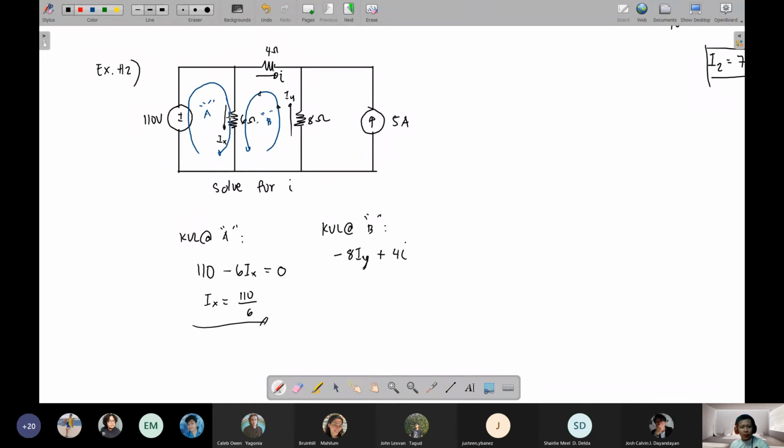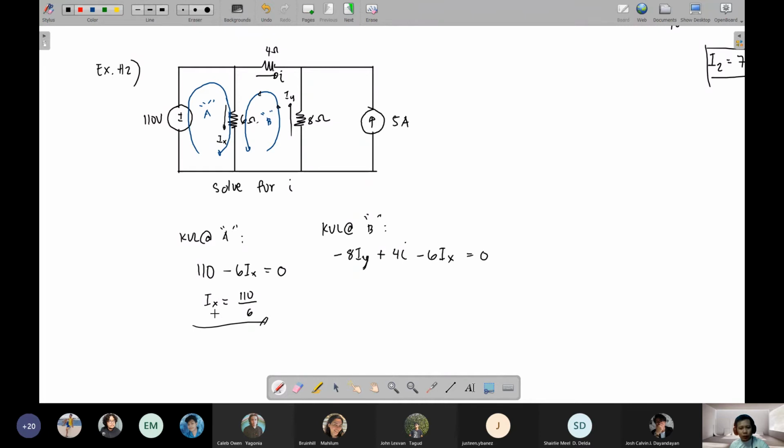Then lastly, loop B passes through the 6 ohm resistor, where its direction is going downwards, and Ix is also going downwards. Same direction, so the voltage will be negative: negative 6 Ix. After that, there is nothing else in between, so we equate to 0.